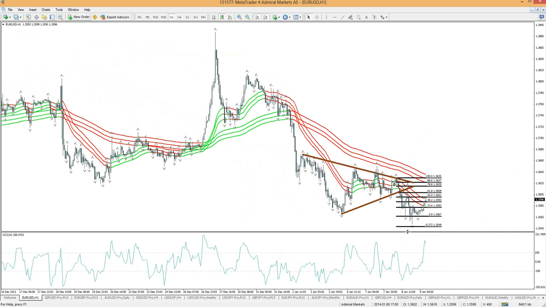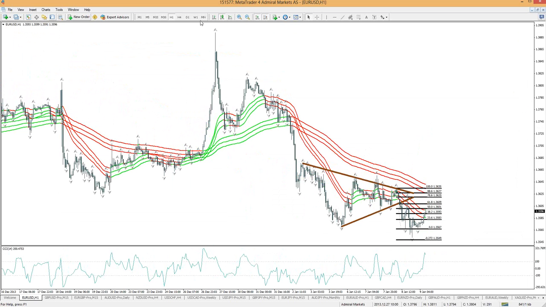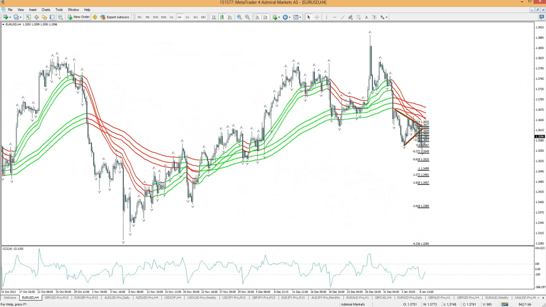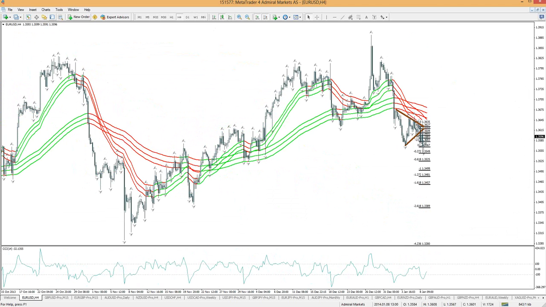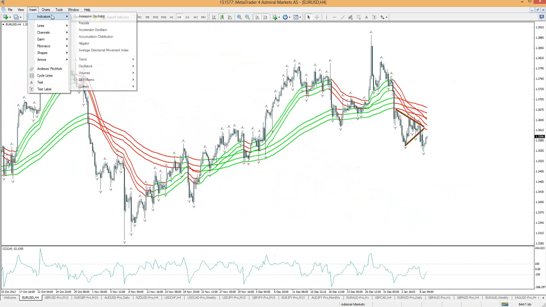But today we have a new day. What do we have now? We're still at a potential conflict of a daily uptrend and a 4-hour downtrend. Let me take this fib off. Let's take a look at the oscillator.